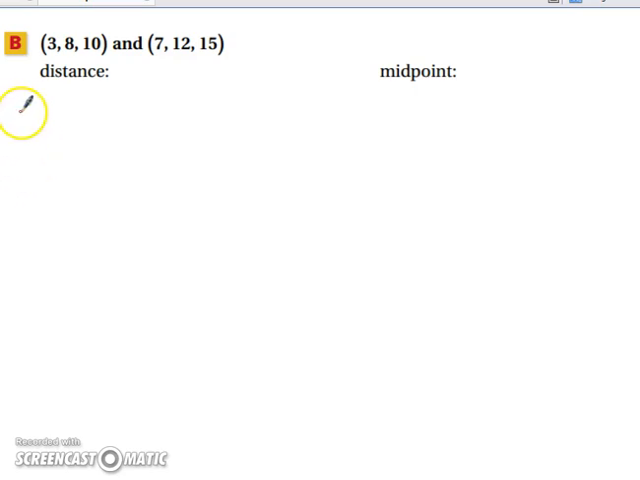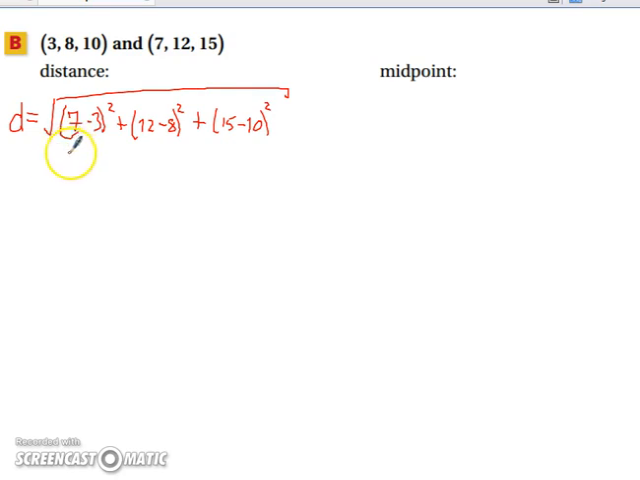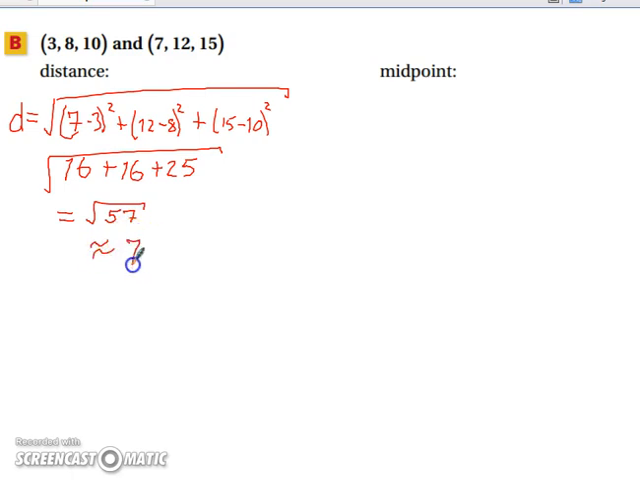Now that you've had a moment to try this on your own, let's do it together. So we have d equals the square root, and then we'll have 7 minus 3 squared plus 12 minus 8 squared plus 15 minus 10 squared, and that's all underneath the square root symbol here. So we have 7 minus 3 squared, which is going to be 16. 12 minus 8, that quantity squared, is going to give us 16. And then we have 15 minus 10, and that quantity squared is going to give us 25. So we have 16 plus 16 plus 25, which gives us the square root of 57, which is about 7.5. So the distance is about 7.5.